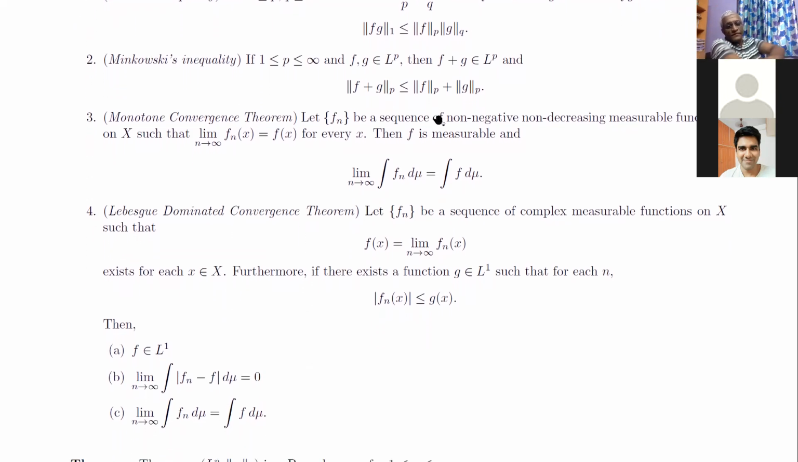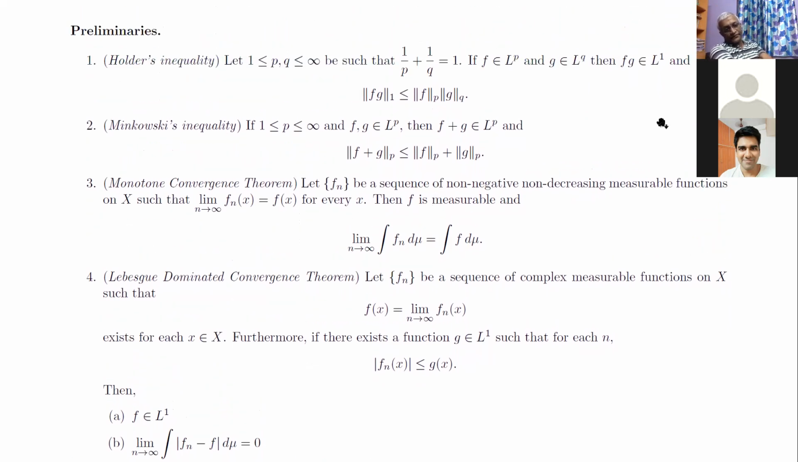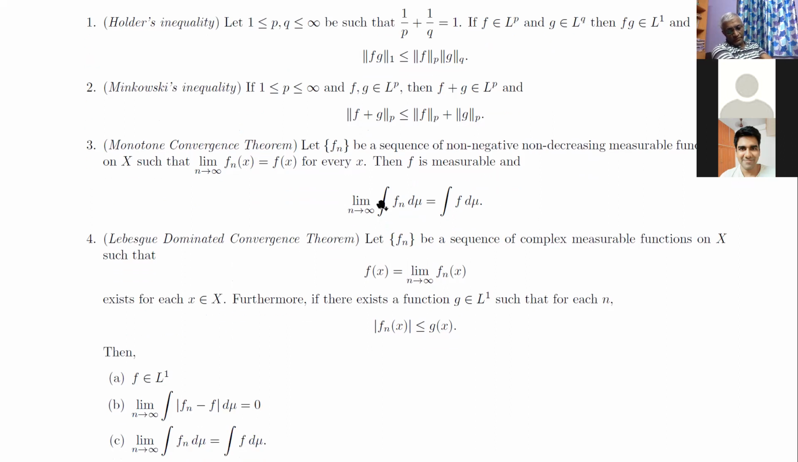Coming to two other theorems whose proofs we have seen in class. The first is the monotone convergence theorem, which states that if f_n is a sequence of non-negative, non-decreasing measurable functions on X, such that the limit as n tends to infinity of f_n(x) is equal to f(x), then we can conclude that f is also measurable, and the limit of the integral is the integral of f. So this is the monotone convergence theorem.